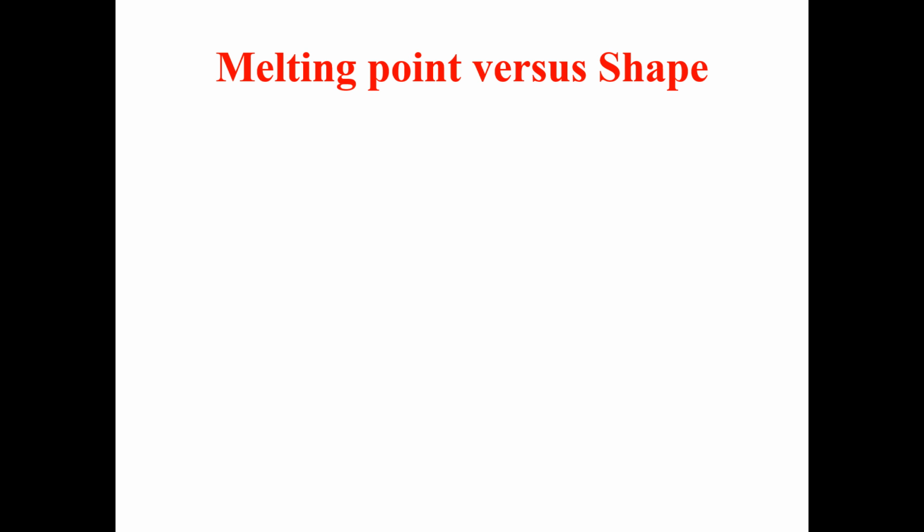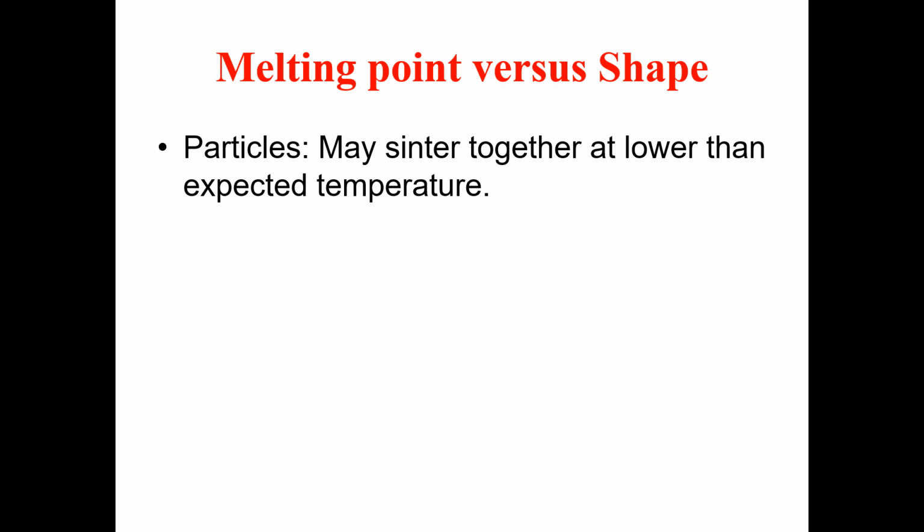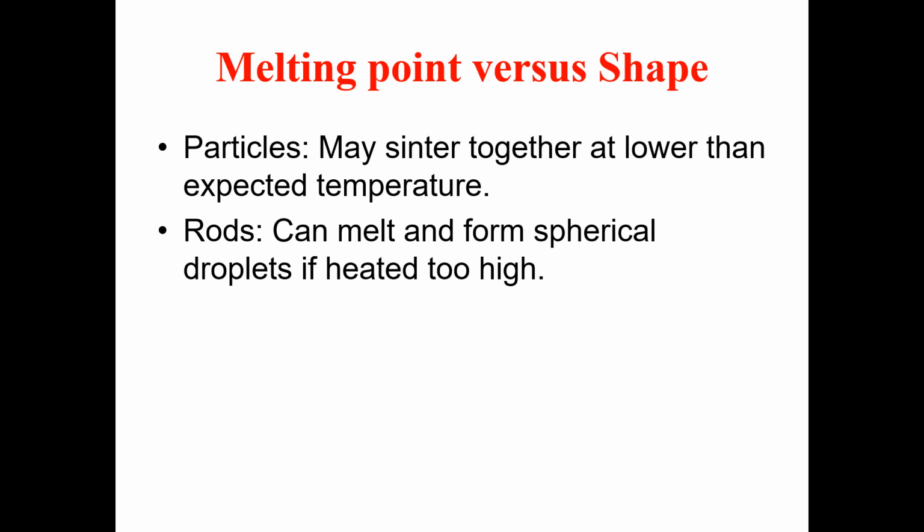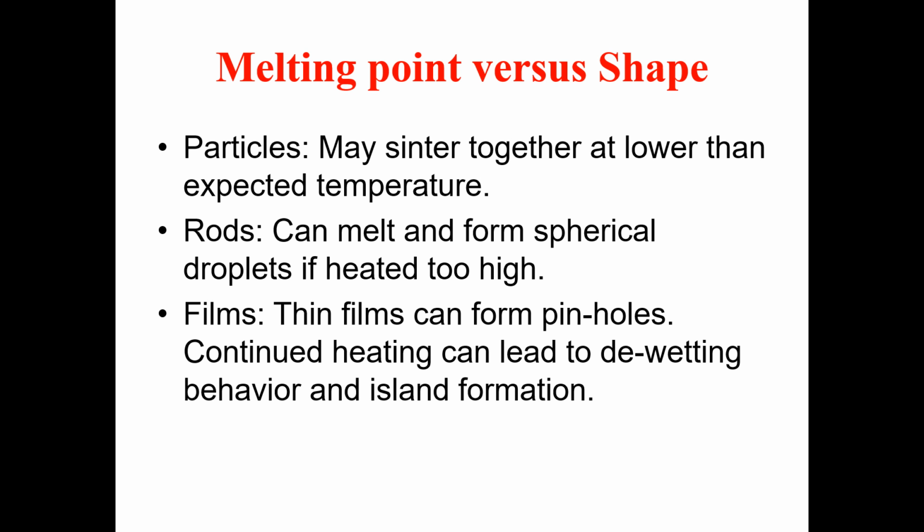If we observe melting point versus shape, the melting point also changes with the shape of the material. For example, nanoparticles may sinter together at a lower temperature than the expected temperature. If you have a rod, it can melt and form spherical droplets if heated too high. And a thin film, at a smaller scale, can form pinholes.